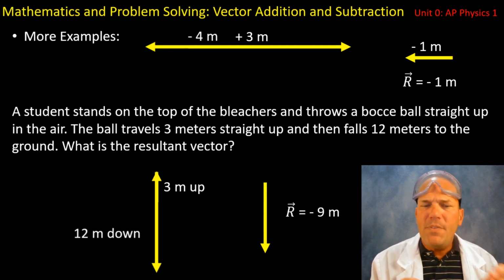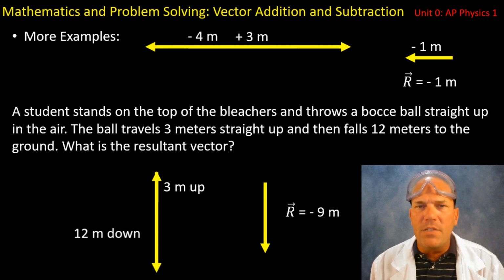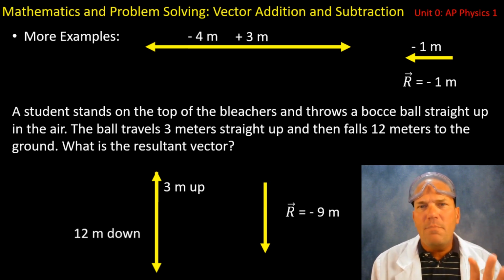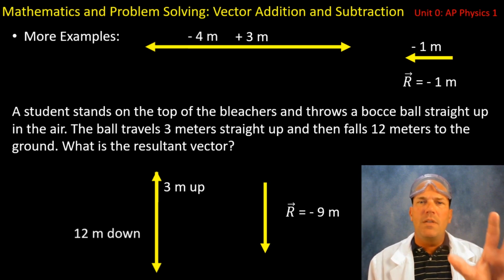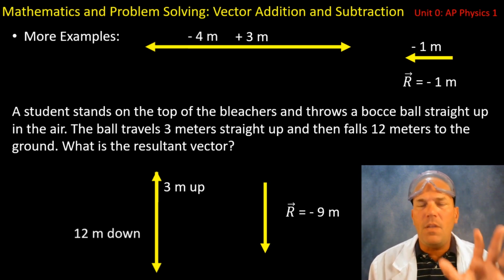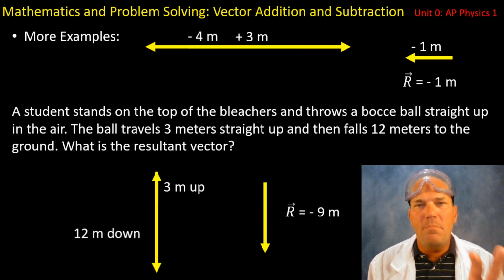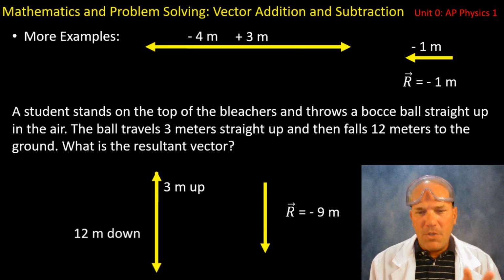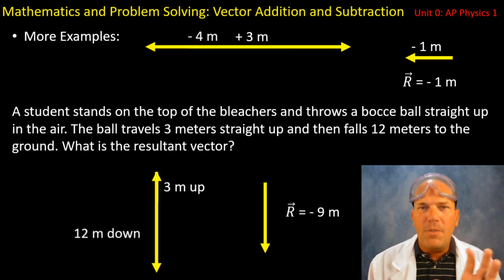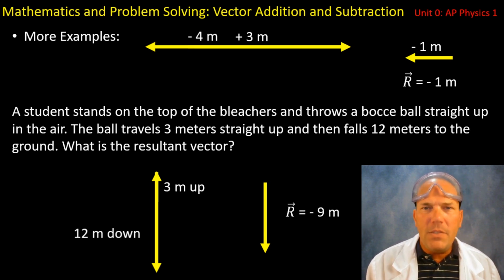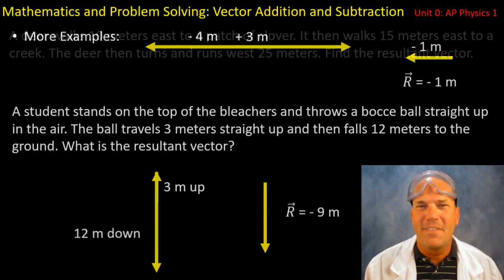Now, I purposefully switched to signage to reinforce the idea that it is permissible to use negative 9 meters to denote 9 meters down. But you would not say negative 9 meters down. So I'm showing this here in this problem to reinforce concepts I discussed in the first video. So the answer, 9 meters down or negative 9 meters.